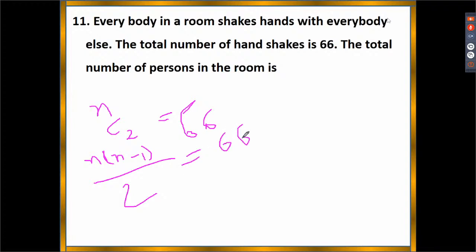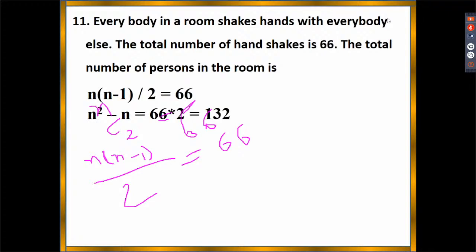Is it possible to find the n value? Yes, do it fast. n into n minus 1. n square minus n is equal to 2 into 66, 132. n square minus n minus 132. It looks like a quadratic equation. Find the roots of the quadratic equation.